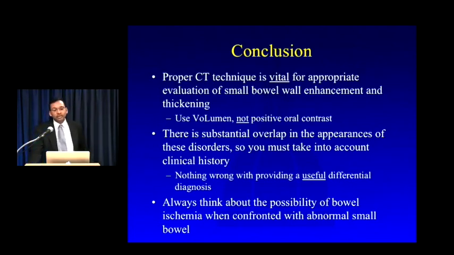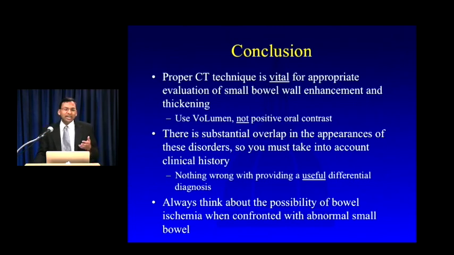So in conclusion, hopefully I've given you a sense for why proper CT technique is absolutely vital in terms of identifying and diagnosing a lot of the small bowel inflammatory and infectious disorders we've talked about during the course of this lecture. If you don't have the right phases of contrast, you're not going to be able to make the diagnosis in many of these cases. Without dual phase imaging, many of the vascular disorders I talked about earlier are virtually impossible to diagnose with any degree of specificity. And just as importantly, if you choose to use positive contrast instead of volumen, you're going to have a hard time really making those subtle determinations regarding abnormal bowel wall thickening or bowel wall enhancement.